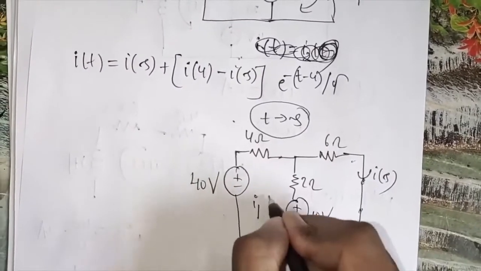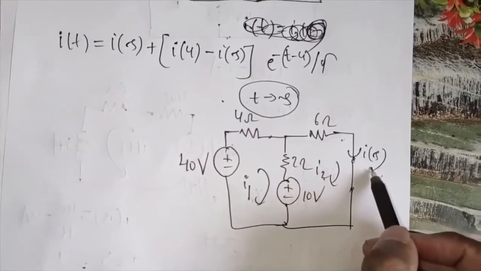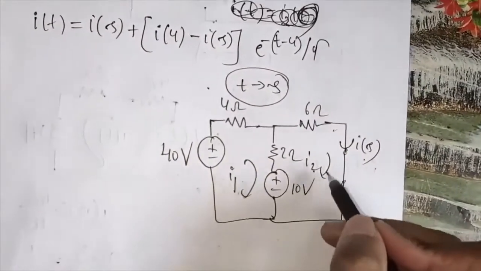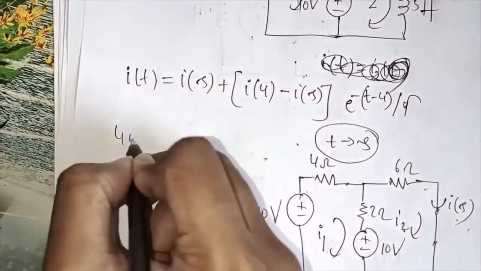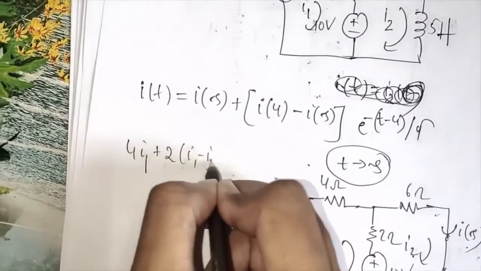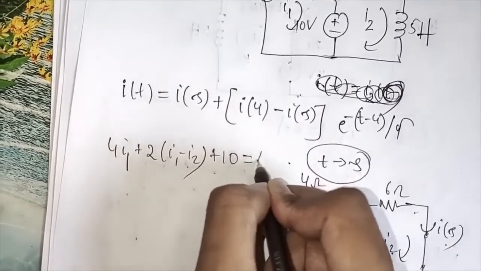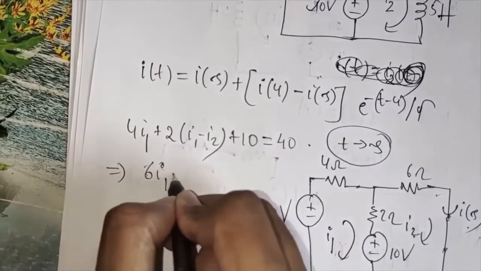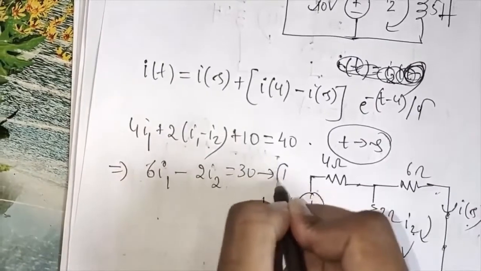See, this is I1, this is I2. So I2 will be nothing but I of infinity. So let us apply mesh analysis and find the value of I2. If I apply mesh analysis, it is 4I1 plus 2 into I1 minus I2 plus 10 is equal to 40. So on simplification, I get 6I1 minus 2I2 is equal to 30. I will consider this as equation 1.